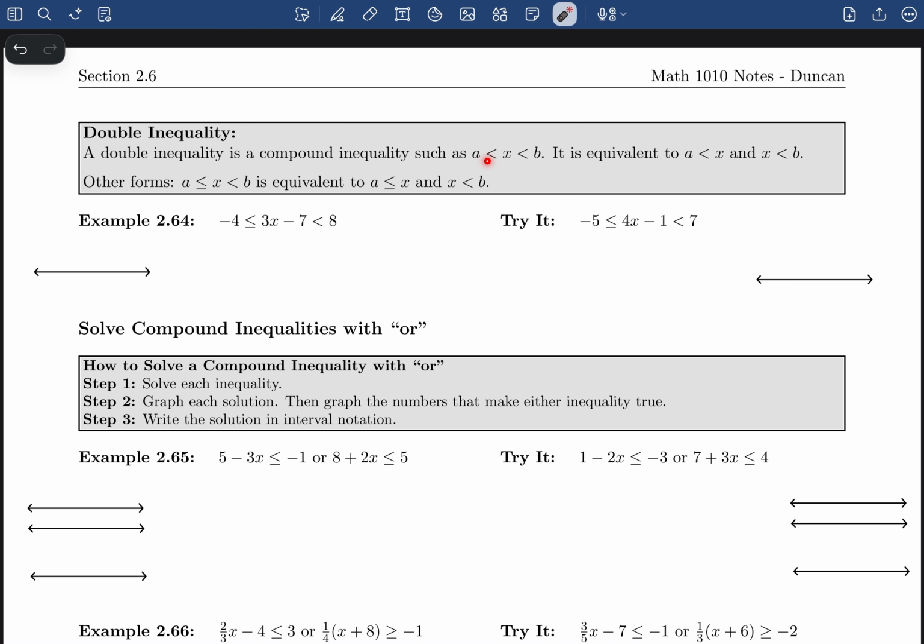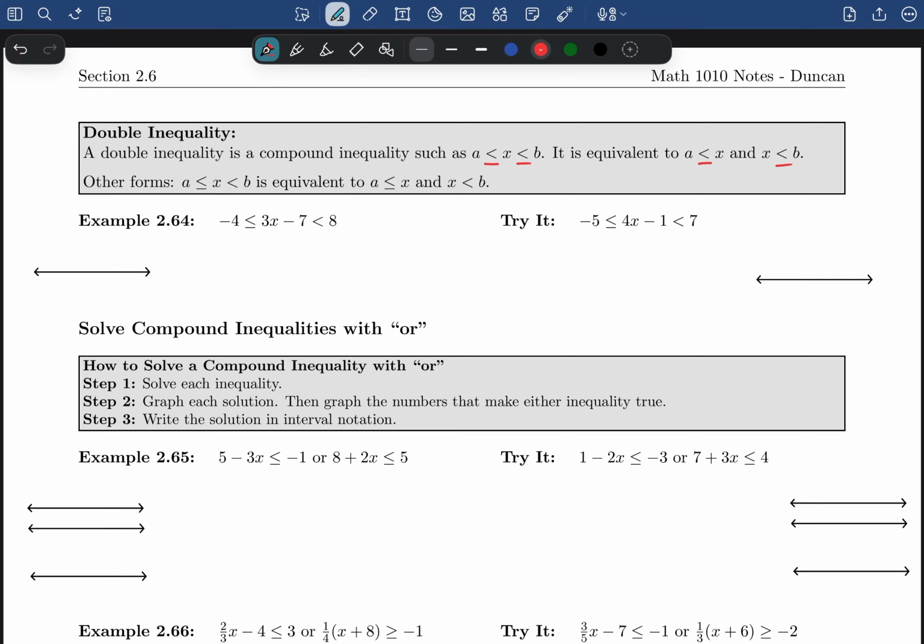I use the less than and less than version here and here. But we could have had less than or equal to symbols, and that would cause that to have less than or equal to symbols. Or one of them could be less than or equal to, and the other one's strictly less than, like this. And so I would have that. Or the fourth version would be this, so I'd have that. Okay, there you go. So we could have 4 varying versions of this compound double inequality.